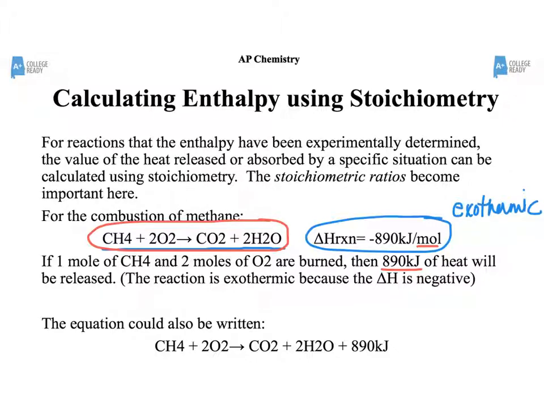We can also write the reaction putting the enthalpy into the reaction. This is called a balanced thermochemical or thermodynamic equation. And because this is exothermic, notice that we put the enthalpy as a product. If it was endothermic, we would have put it over here on the reactant side. So this shows us that these stoichiometric relationships will produce that amount of heat.